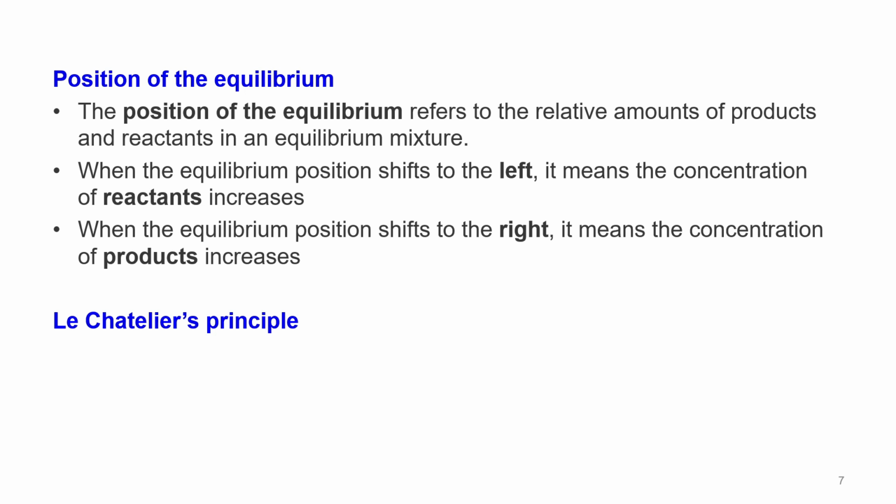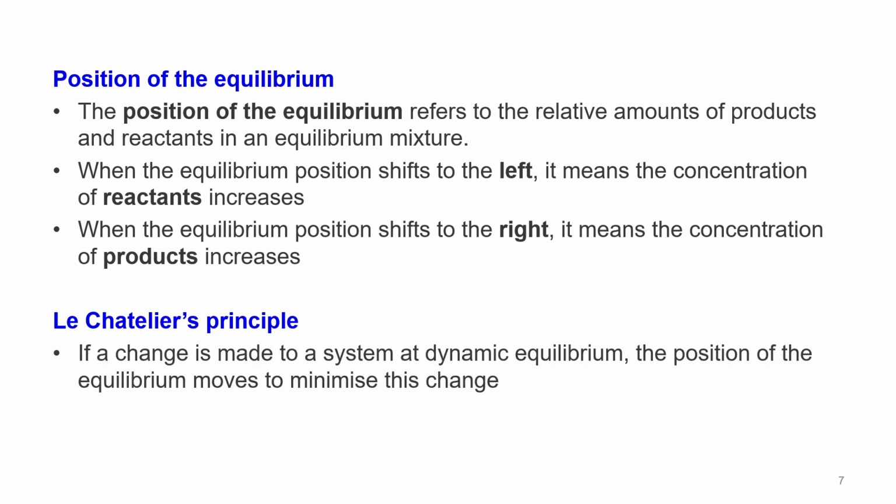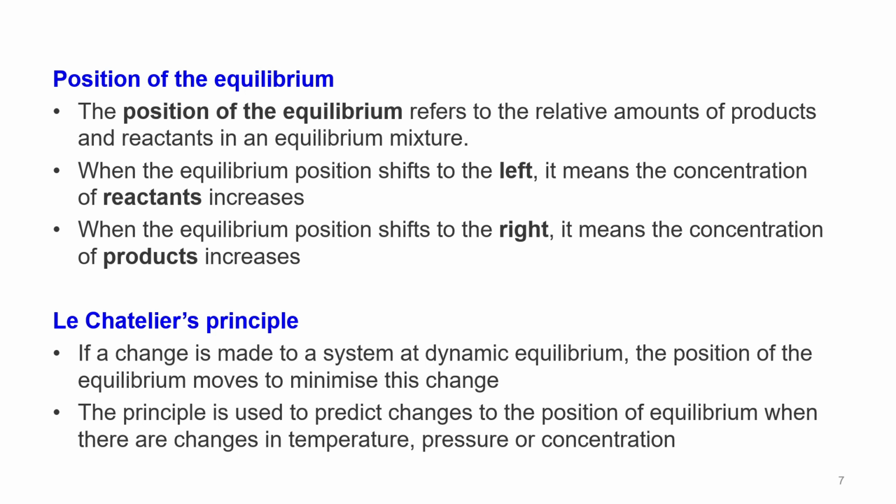So Le Chatelier's principle: if a change is made to a system at dynamic equilibrium, the position of equilibrium moves to minimize this change. Jadi, bila kita ganggu sesuatu keseimbangan dinamik dalam sistem, so the position of equilibrium, okay, kedudukan keseimbangan akan bergerak untuk minimize, mengurangkan perubahan ini. So, the principle is used to predict changes to the position of equilibrium when there are changes in temperature, pressure, or concentration.